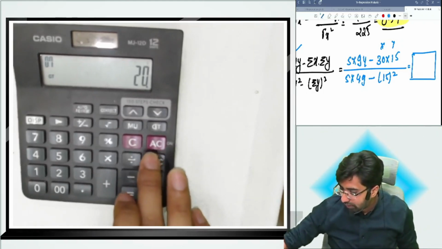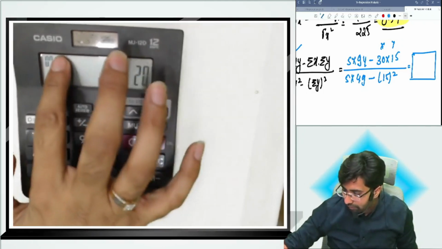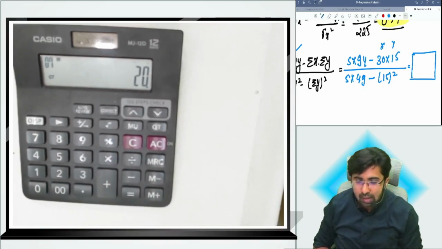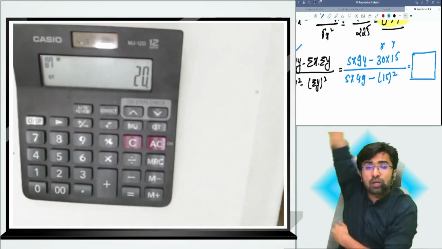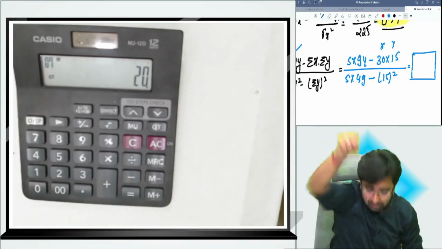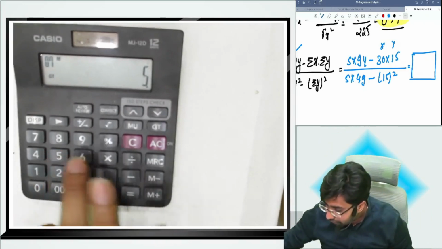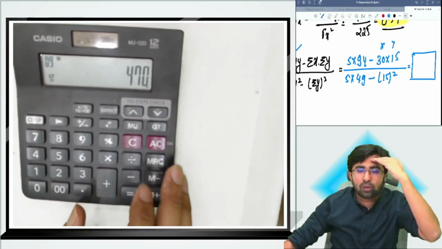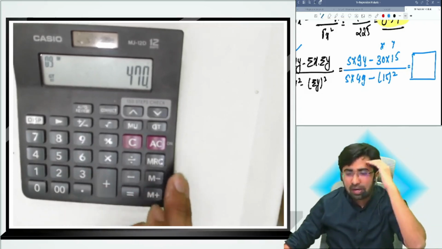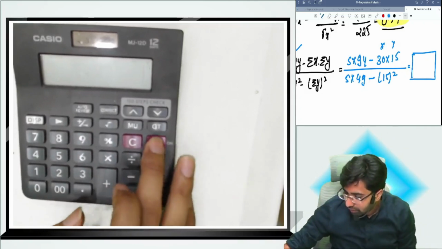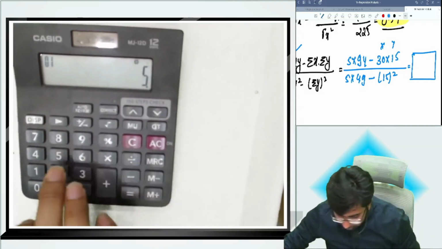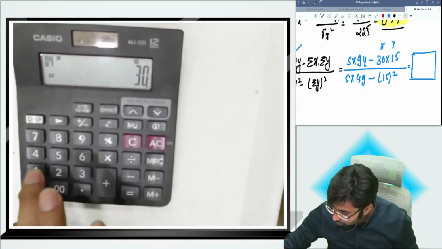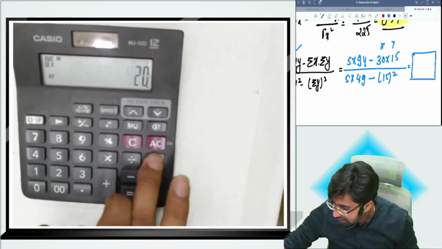Now do one thing. Click MRC 2-3 times so the memory will be cleared. Now you are having 20. Now just save 20, again M plus. I want to use this to divide something else, correct? Now let's solve the numerator. You have to hold 20 in your mind. Clear the memory. 5 into 94 is equal to M plus, 30 into 15 is equal to M minus, MRC.